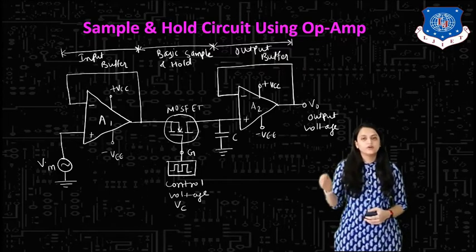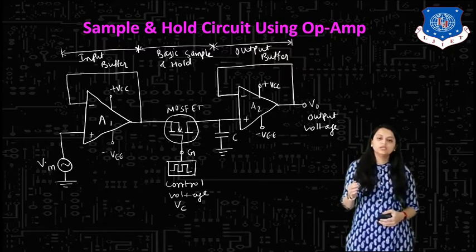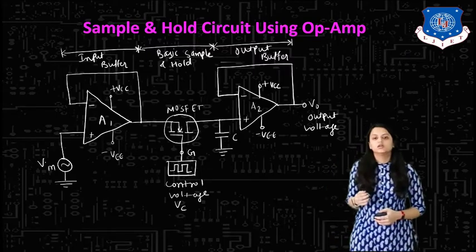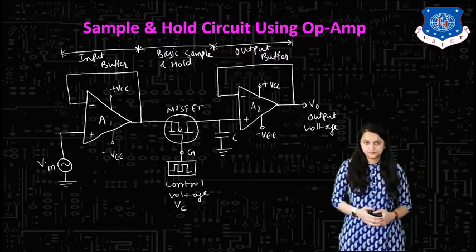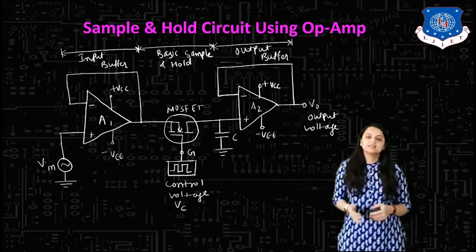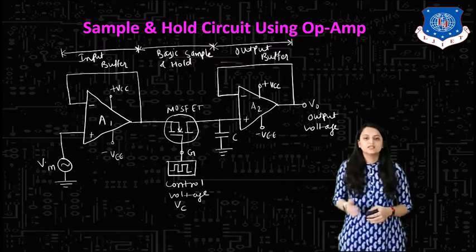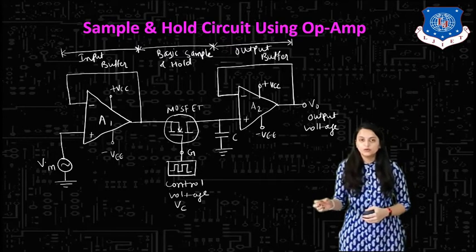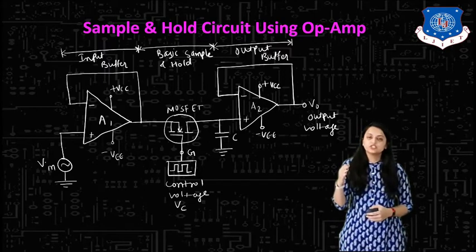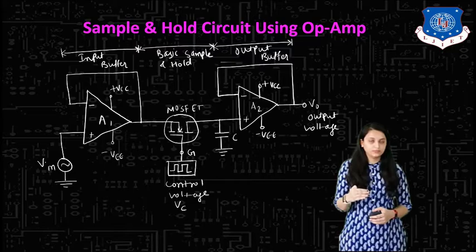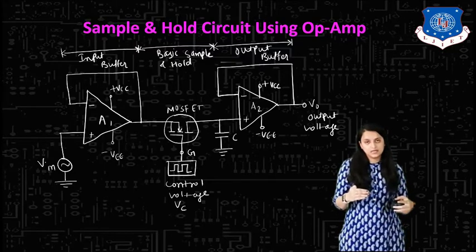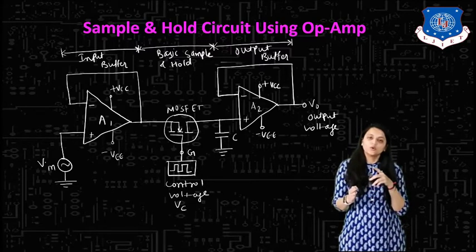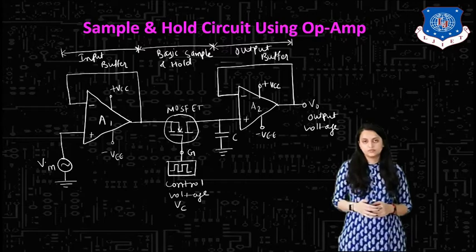The output of the first stage amplifier A1 is given to the MOSFET. So there is a MOSFET switch which is connected to the control voltage VC. Here the MOSFET will act as a switch for the basic sample and hold circuit, because we want to sample the value and hold on to that value. So when the switch is on, when it is connected to the output amplifier, the sampling of the input is taken, and when it is open or off, that value is held at that particular output voltage.